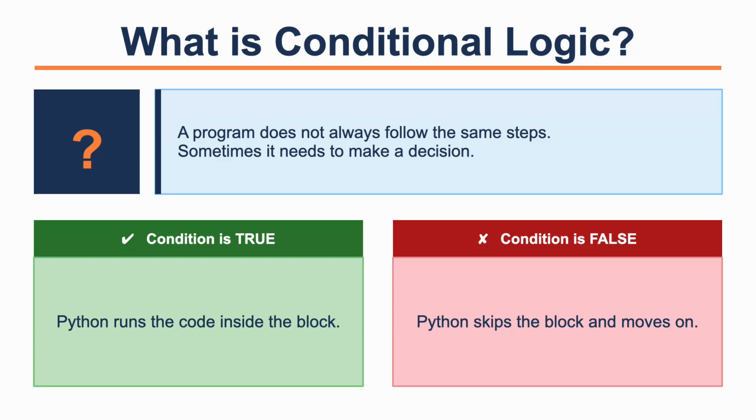Today we are going to learn about conditional logic in Python. A program does not always follow the same steps. Sometimes it needs to make a decision. Conditional logic lets a program choose which path to take. That choice depends on whether a condition is true or false.